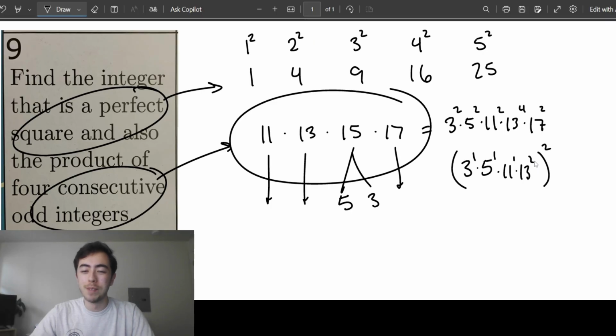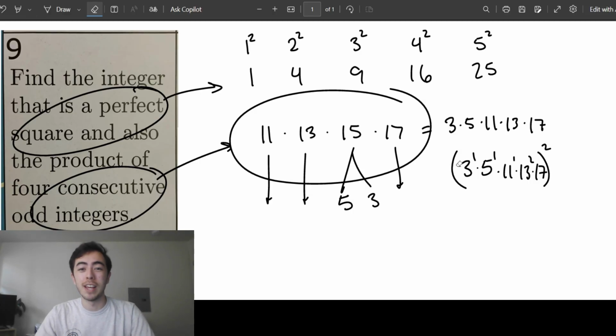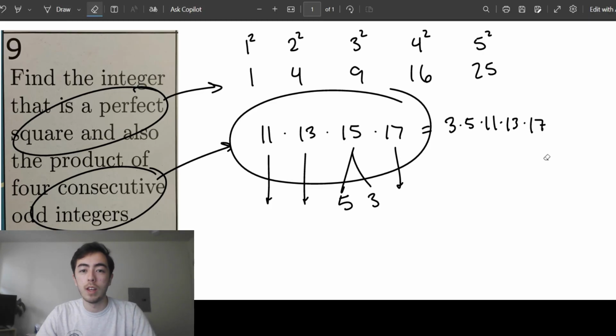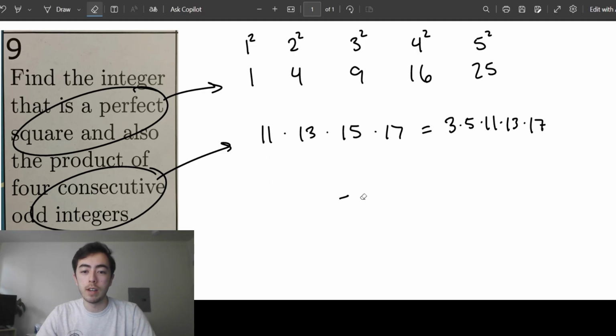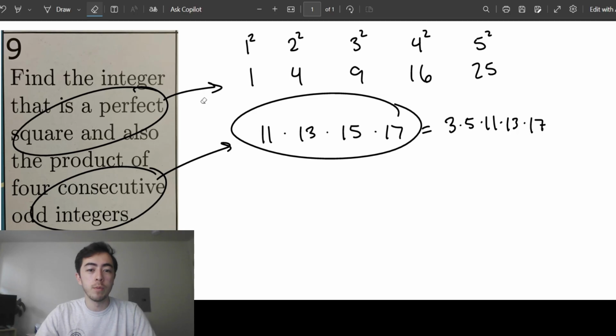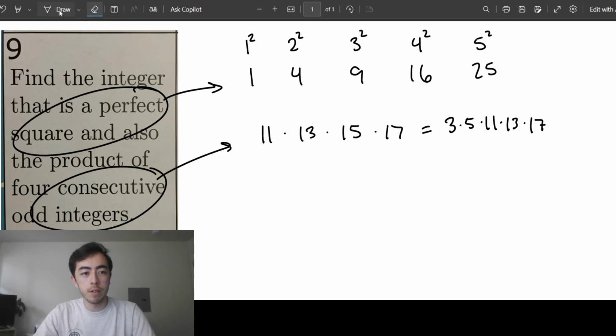Because this particular group of 4 consecutive odd integers did not have any even exponents, this is actually a square-free number. It has no square factors at all, so it's almost the opposite of a perfect square. One thing to notice is that we only have one 5, for example, in all of our prime factors in here, so we could think, well, what would it take to get another 5?